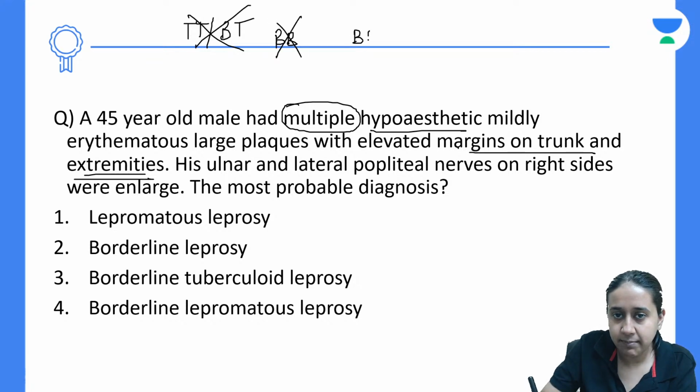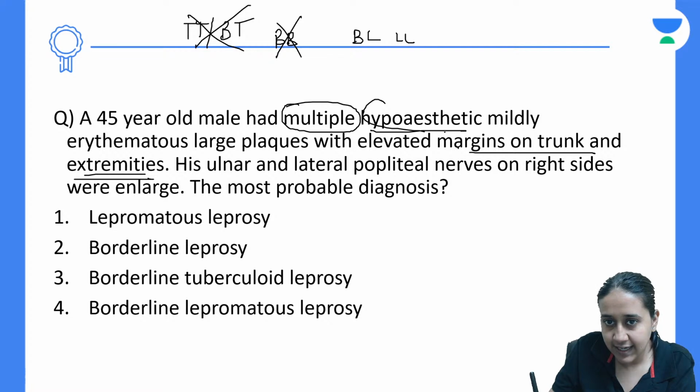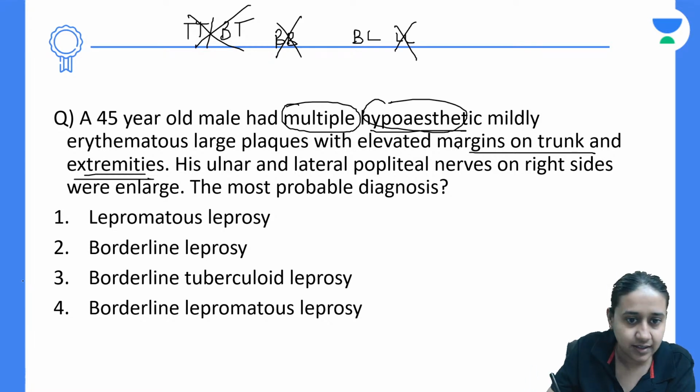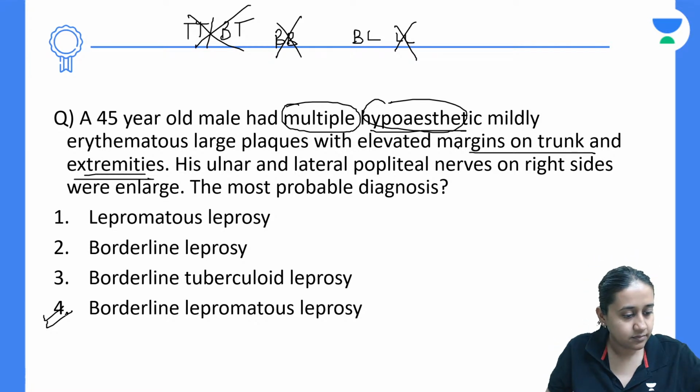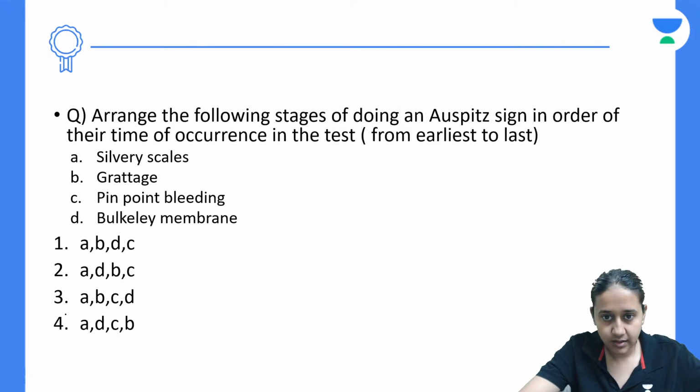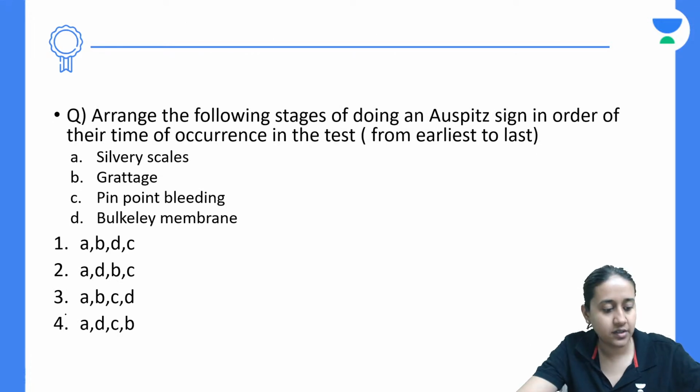Now we have to check between BL and LL. So you can see hypoesthesia, so you can even rule out LL. The correct answer is borderline lepromatous leprosy. Now, is this question clear to all of you? Can I get a quick thumbs up from everyone? Nice. The next question is here on your screen.